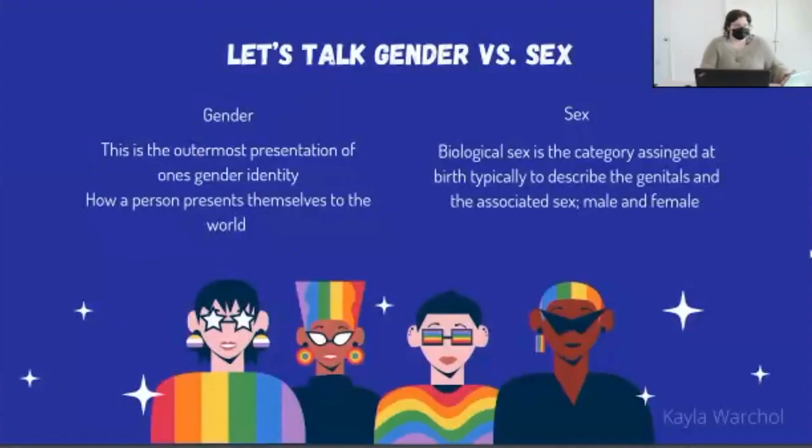And then let's talk gender versus sex, everyone's favorite discussion. Gender is the outermost presentation of one's gender identity, and it's how a person presents themselves to the world. Sex is biological. It's a category assigned at birth, typically to describe the genitals and the associated sex, male and female.